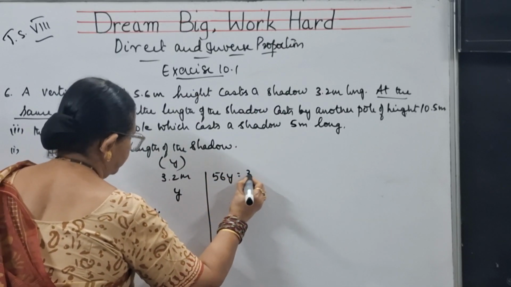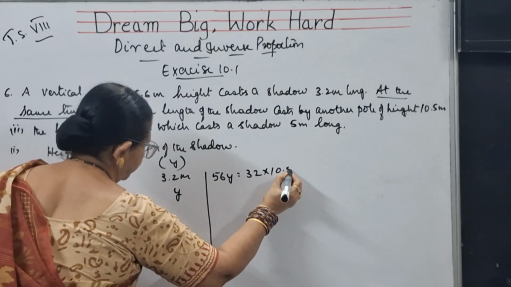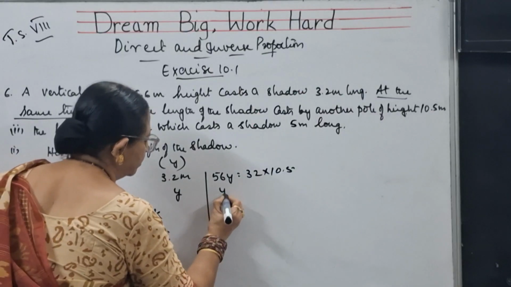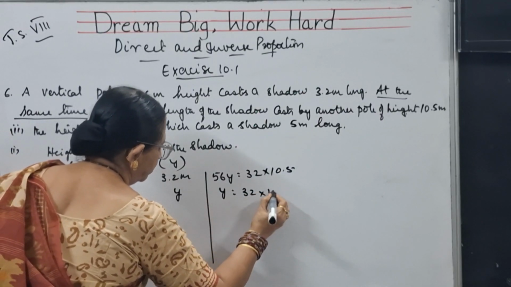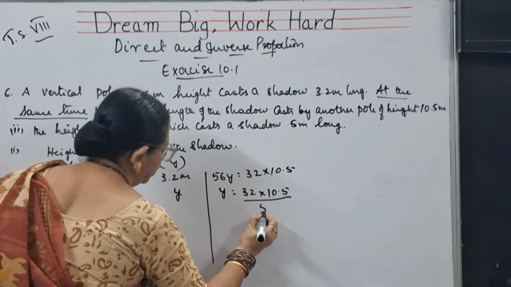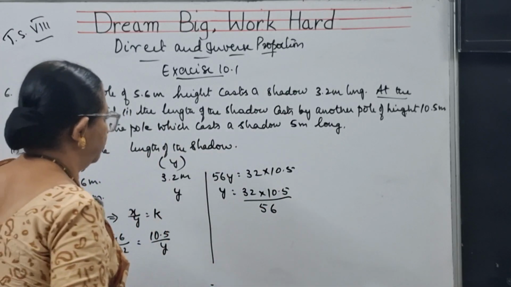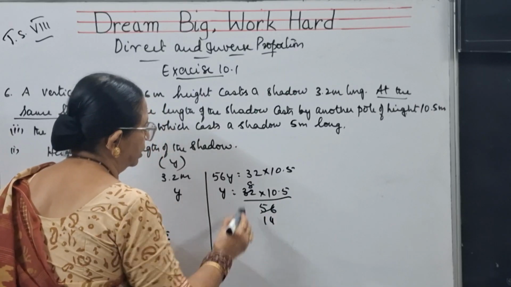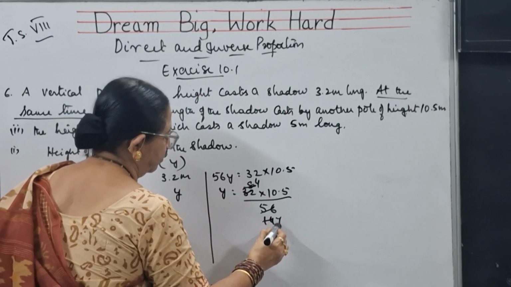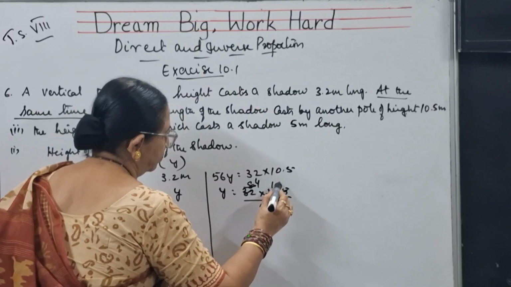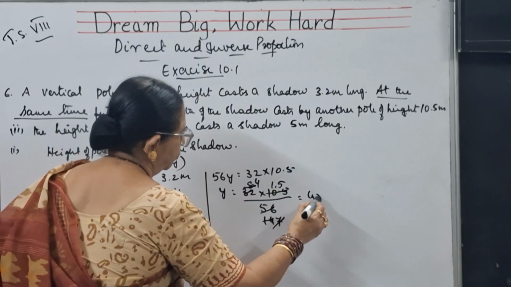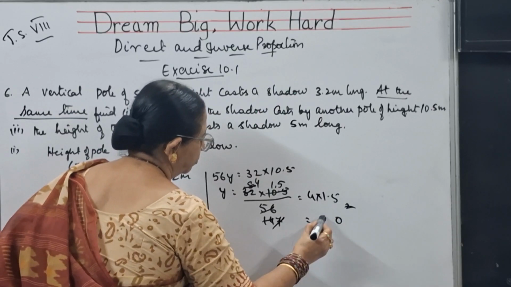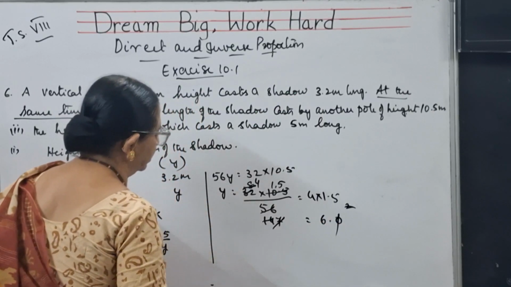56y is equal to 32 into 10.5. This decimal will be as it is. These two decimals can be cancelled. So y is equal to 32 into 10.5 by 56. 4 eights are 32, 2 fours are 8, 2 sevens are 14, so 4 into 1.5. 4 fives are 20, 4 ones are 4, that is 6. Decimal means 0 will get cancelled.